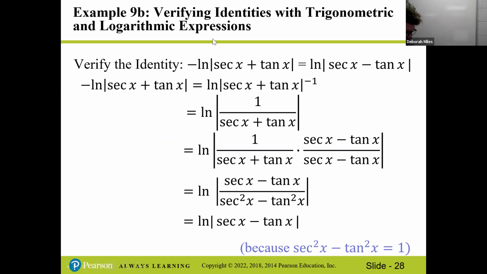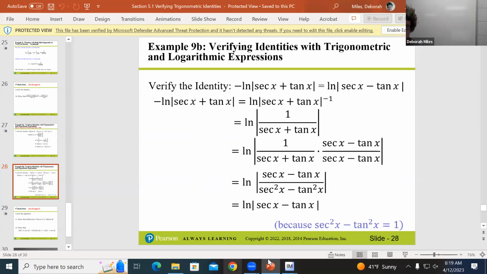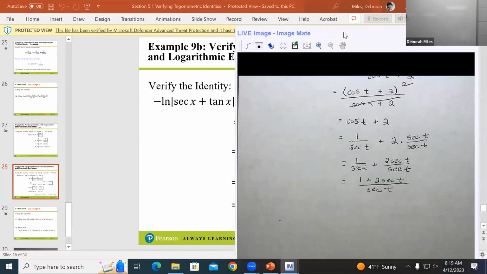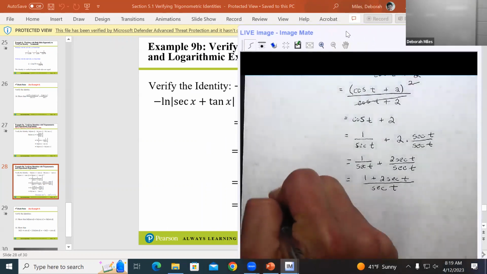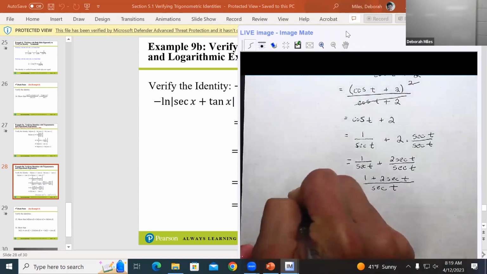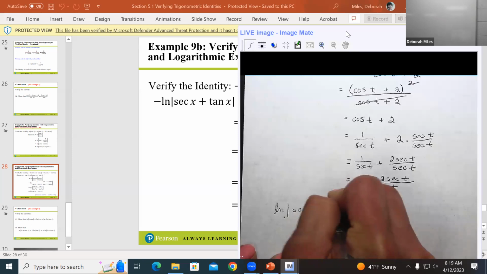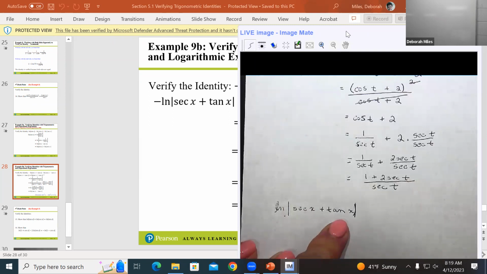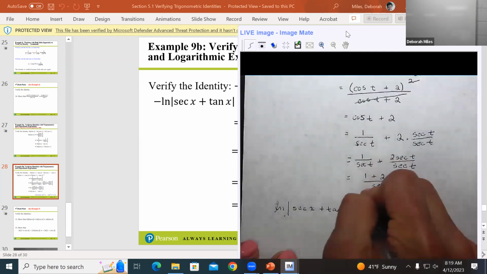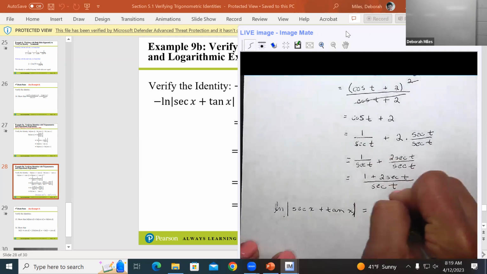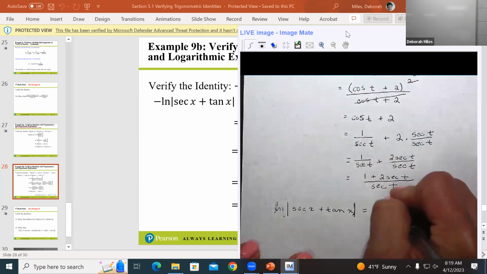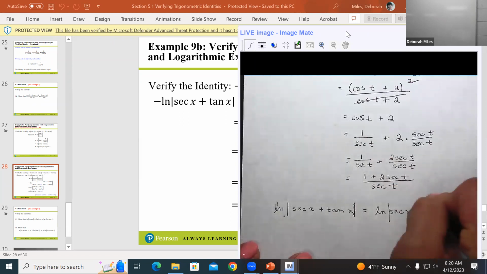If I have, let me go back to where you can see, imagine if that started with natural log of absolute value of secant x plus tangent x. And you know you can't distribute the natural log. But you're saying, can I change it to natural log of secant x? Are you wanting to put another natural log in there or just secant times tangent? Secant times tangent. Okay.